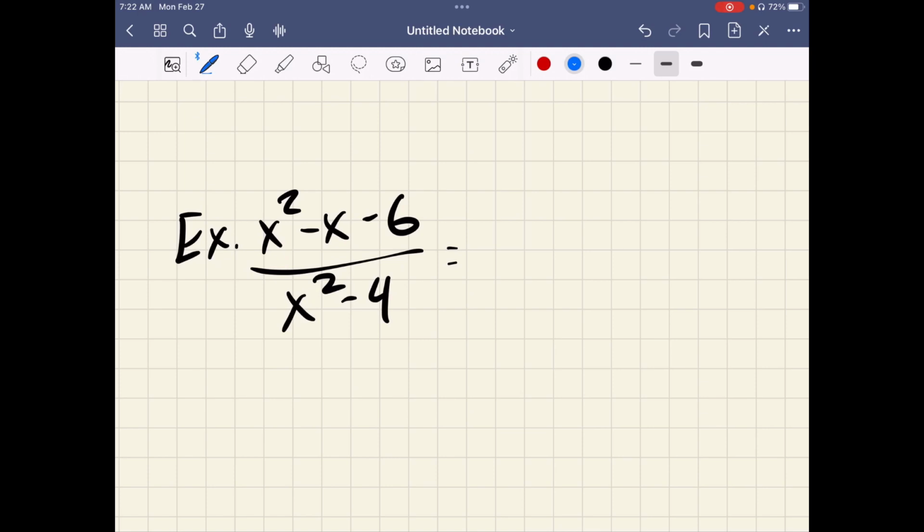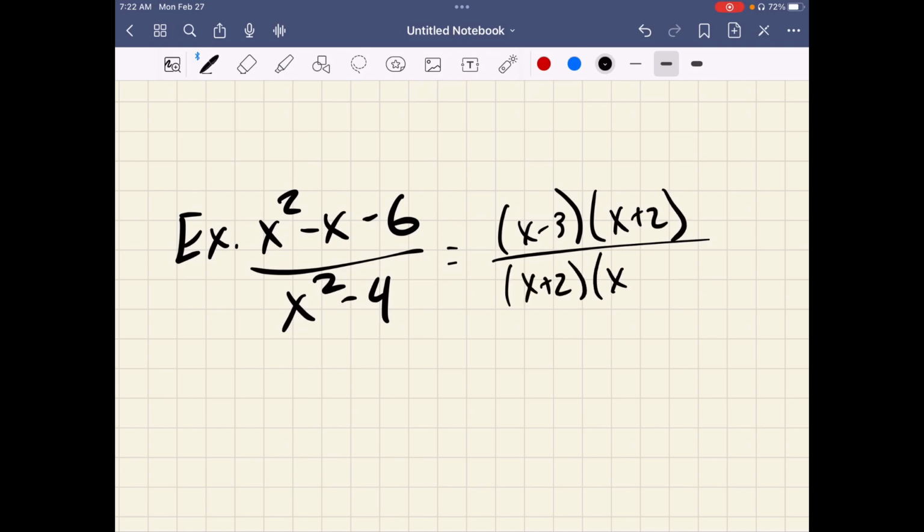All right, now that you've had a chance to try that on your own, we're doing the same thing. We're going to factor the top numerator into x minus 3 and x plus 2. I'm going to factor the bottom into x plus 2, x minus 2. Okay, now if you remember, when I have a matching term on the top and bottom, that is going to generate what my hole or discontinuity would be. Then the other term or terms in the bottom are going to determine my vertical asymptote.